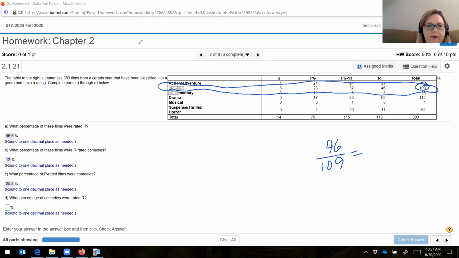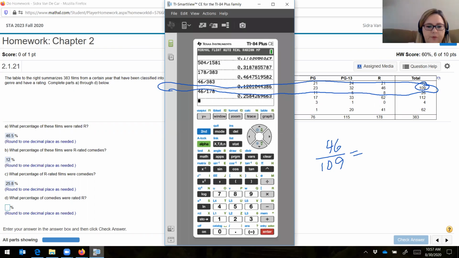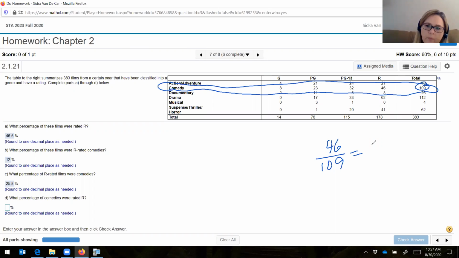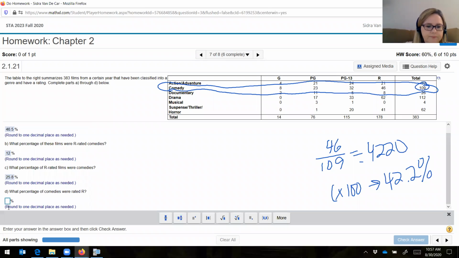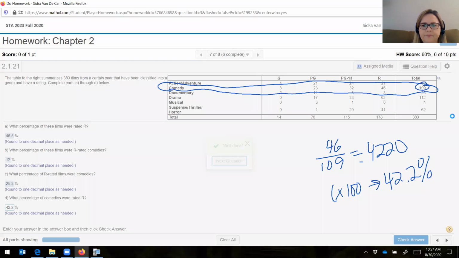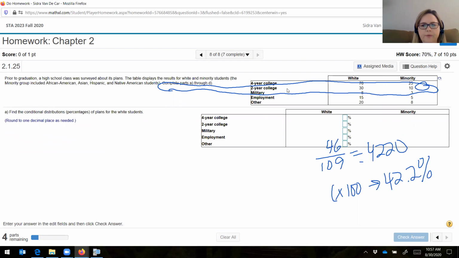So let's go over to our calculator. And I'm going to do 46 divided by 109. And I get 0.4220. So now again, if I times by 100, we go to 42.20%. So 42.2%. Okay, let's clear this now.